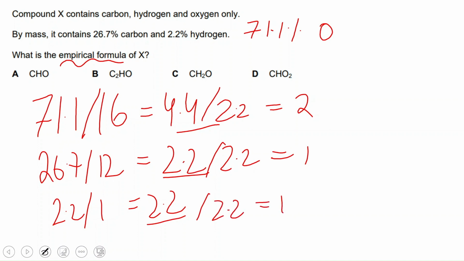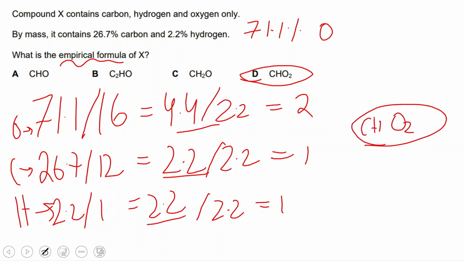So therefore, the moles on the empirical formula of X will be, this is for hydrogen, this is for carbon, this is for oxygen. So oxygen has to be twice, which is only in this one, and carbon and hydrogen is one, so it's going to be CHO2 as the empirical formula.